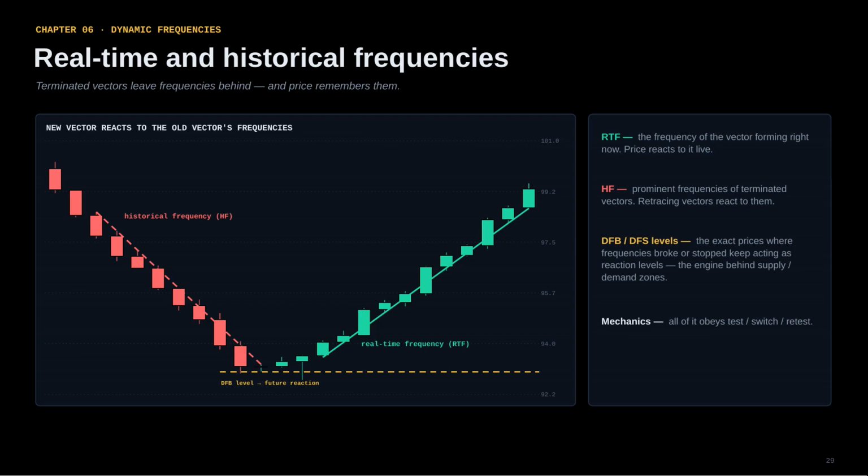And all of it obeys the same test, switch, retest mechanics traders already know from support and resistance. Fractal geometry doesn't replace S and R, it sharpens it. More precision, zero lost perspective.